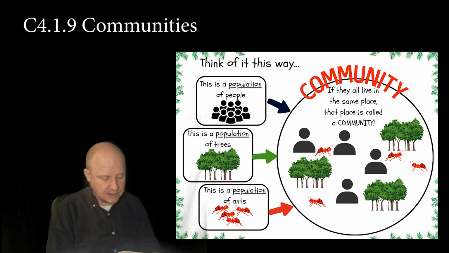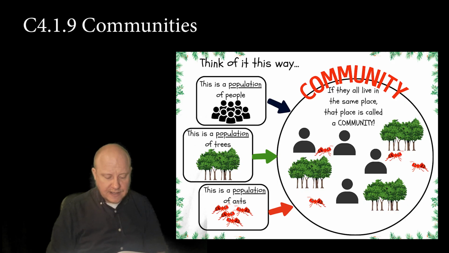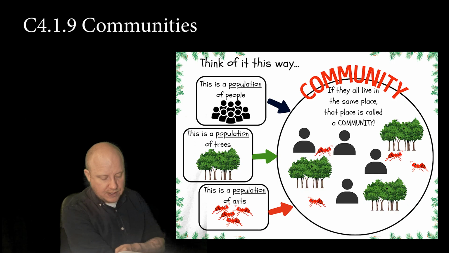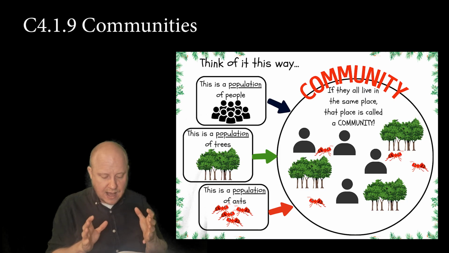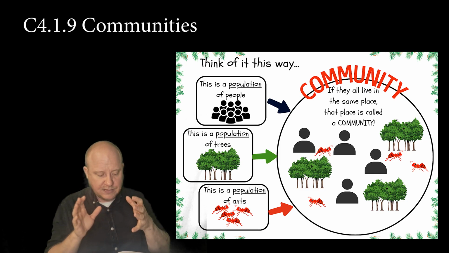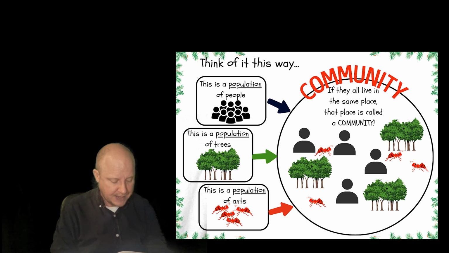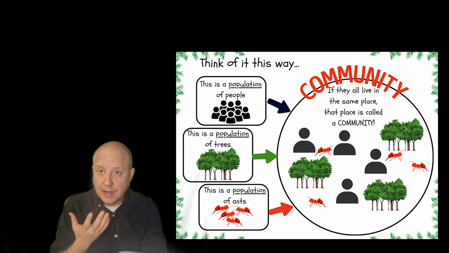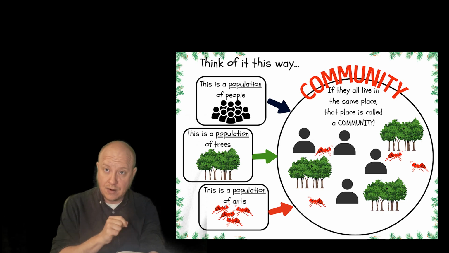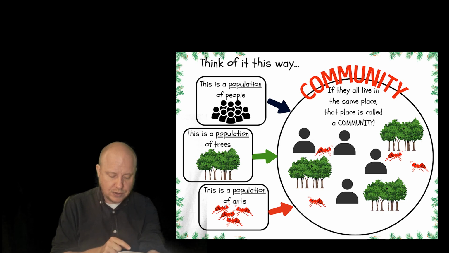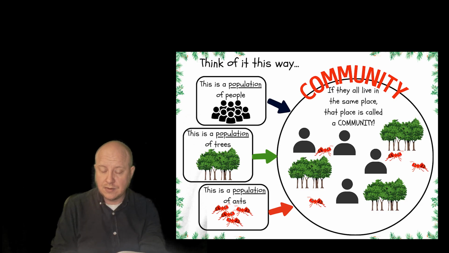C4.1.9 Communities. A community has all of the interacting organisms in an ecosystem. Communities comprise all the populations in an area, including plants, animals, fungi, and bacteria. A community is a group of populations living and interacting with each other in an area. Examples include the soil community in a forest and the fish community in a river.